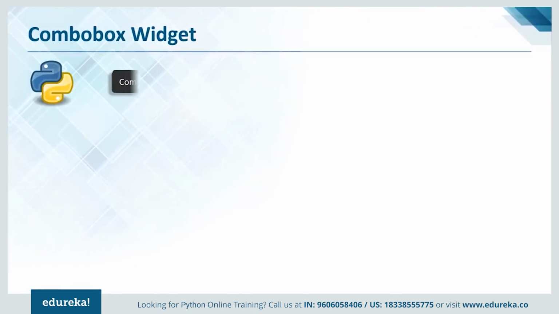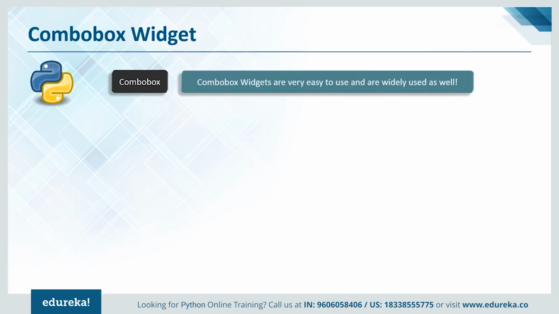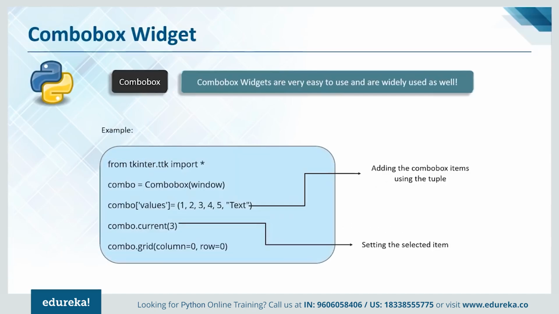Next up, we will check out the Combobox widget. Can you guys guess what a combo box is? It is just a drop down menu with options, guys. Check out that there are no parameters for the combo box definition apart from the window, right? In the next line, we have defined certain values such as numbers ranging from 1 to 5. And next we have something called text as well.